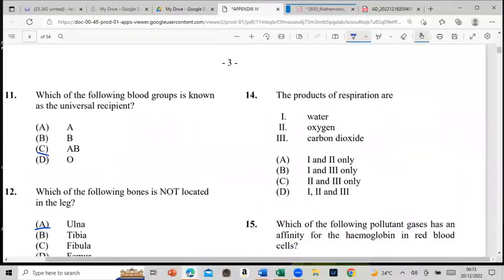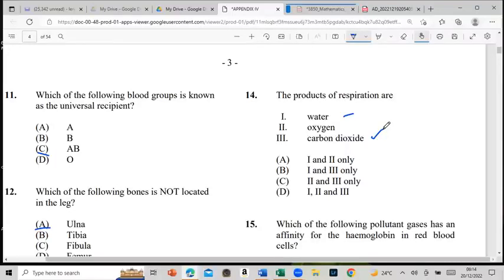The products of respiration are: you have 1, water, 2, oxygen, and 3, carbon dioxide. And that would be 1 and 3, so that's water and carbon dioxide.